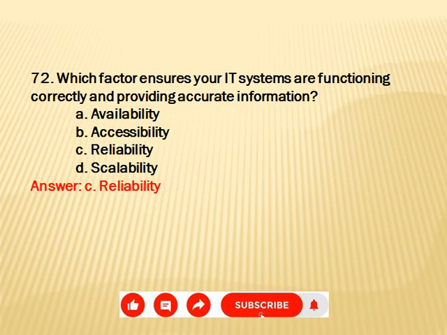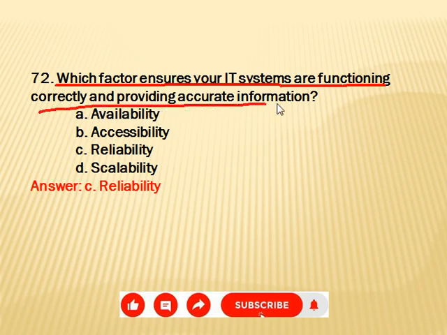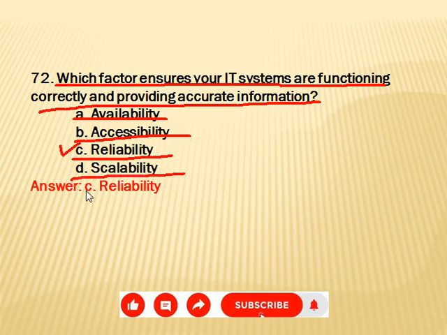Next question, which factor ensures your IT systems are functioning correctly and providing accurate information? Given options are A. Availability, B. Accessibility, C. Reliability, D. Scalability. Your correct answer is option C. Reliability.